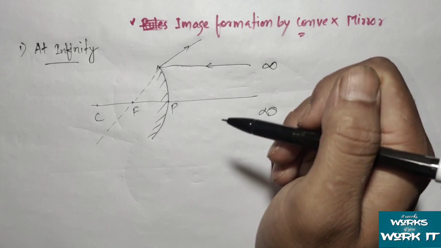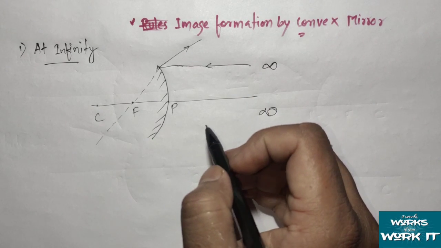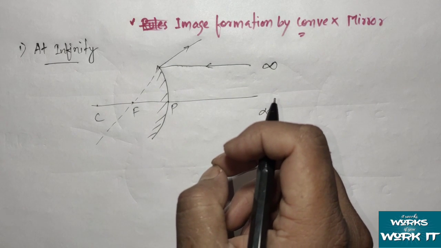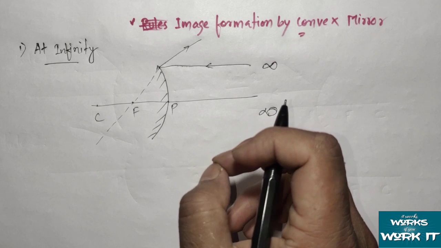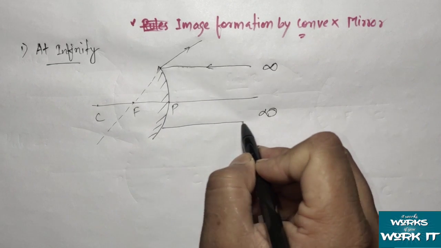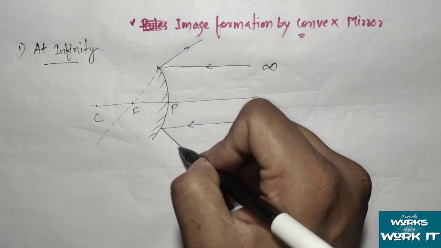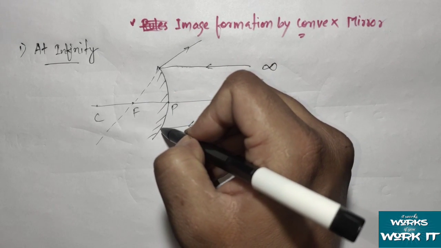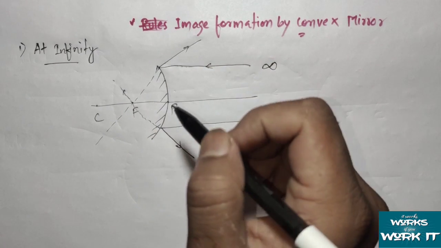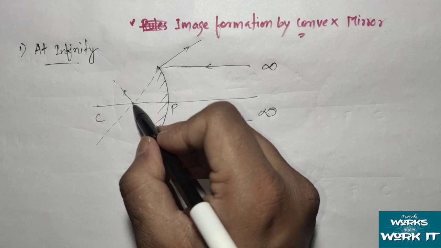It will diverge. In our earlier videos we talked about the definition of an image. An image is always formed when two reflected rays meet each other. So now I have to draw another ray of light coming from infinity, and then again it diverges, but actually it appears to go from the principal focus. So see here, our image is formed at the principal focus.